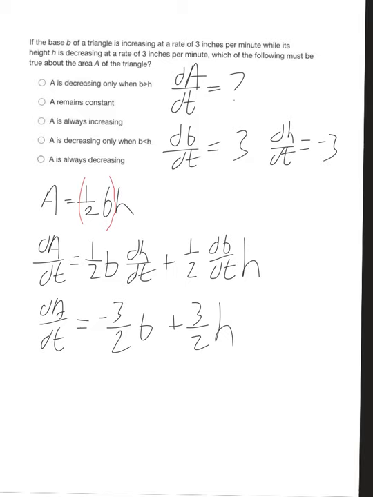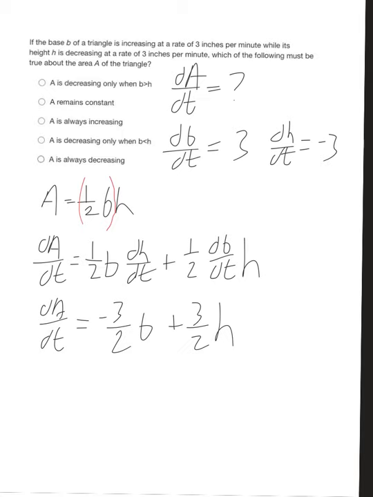I'm not given values for b or h. Usually in a problem like this we would be given a value for b and an h, and then we plug in and we find a particular dA/dt. But that's not the case here. Here they're just saying, okay, is dA/dt increasing, decreasing, constant? When is it increasing? When is it decreasing?